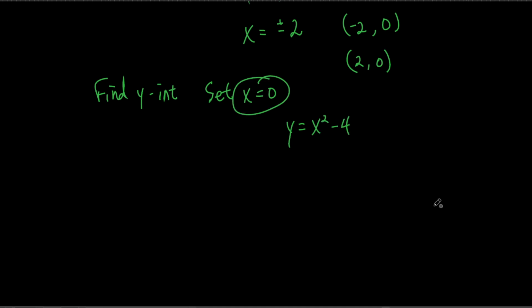We're going to take x and make that equal to 0. So let's do it. y equals 0 squared minus 4. What's 0 squared? It's 0. What's 0 minus 4? It's -4. So what's your y-intercept? It's (0, -4). Remember, we set the x equal to 0, so that's going to be 0, and the y is going to be -4. So we have these 3 things.